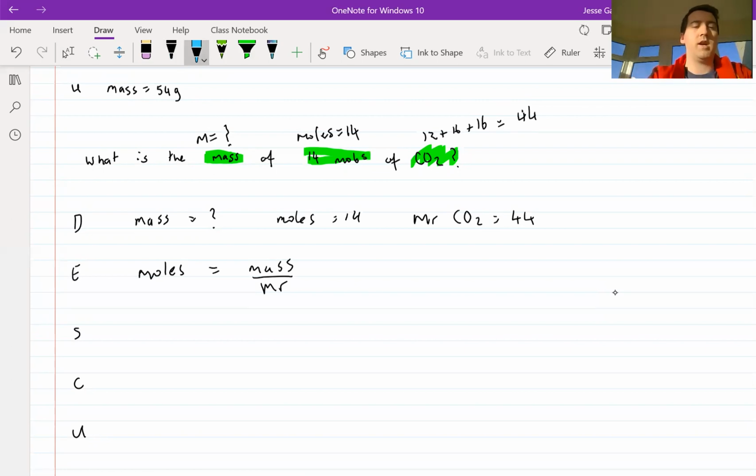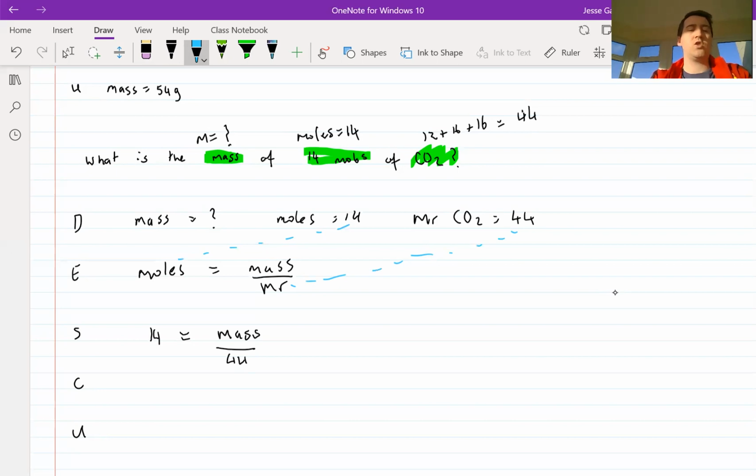Substitute, so I'm going to put in moles, which is 14, put it in over there, and Mr, which is 44, put it in there. So rewrite out my equation with the numbers in. It's going to be 14 instead of moles equals mass divided by 44. Now notice I'm not skipping any steps. I'm doing it in the same way every time. And if you do that, then you will learn how to do this right. If you try and skip steps, it's going to be hard.